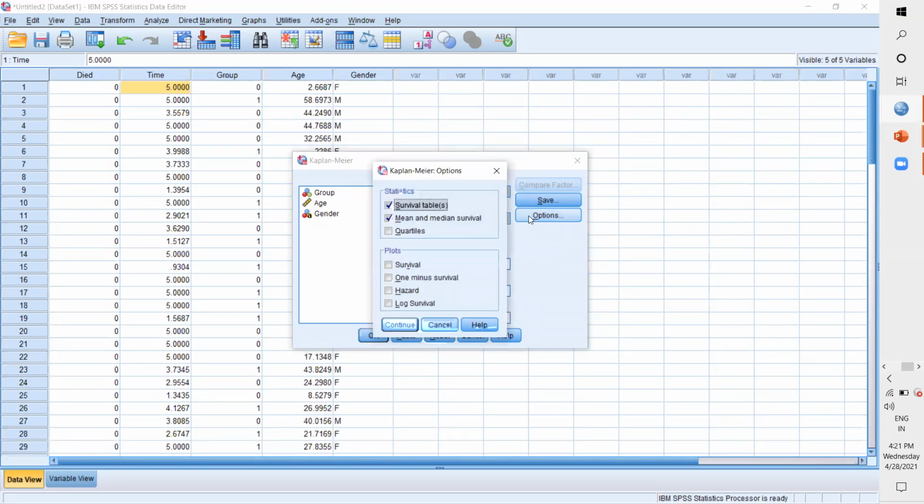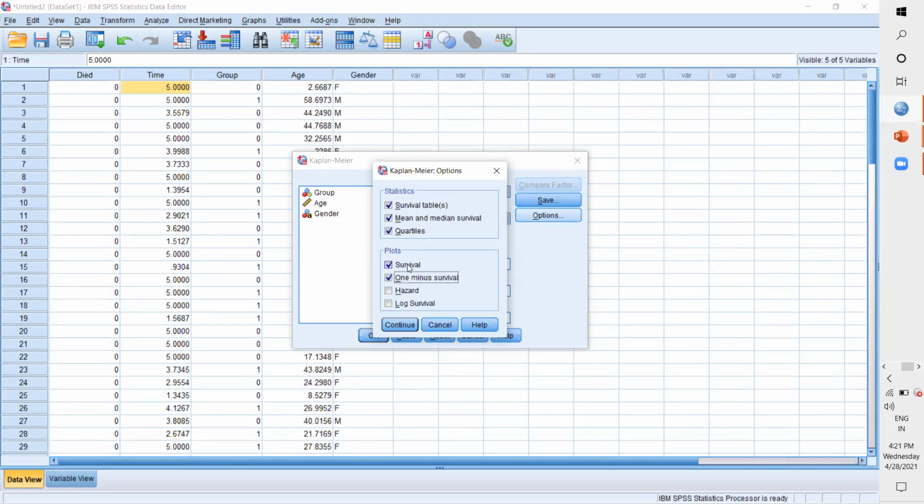So let's just check. By default, we will have the survival table and mean and median survivals. We can add the quartiles also, and we should have a survival plot. If we are interested in the hazard or log survival, we can include that. And if 1 minus survival, sometimes the plotting will be different, I'll plot that and show you.